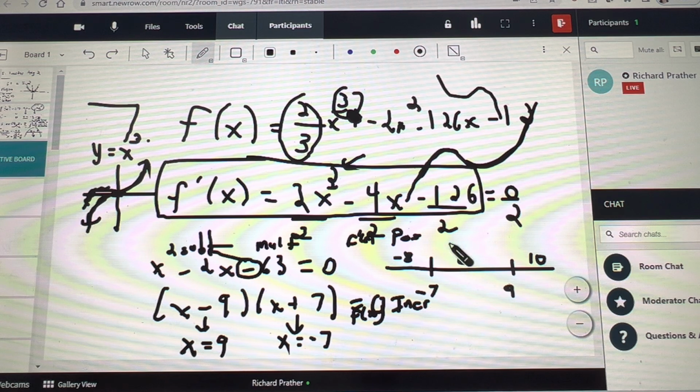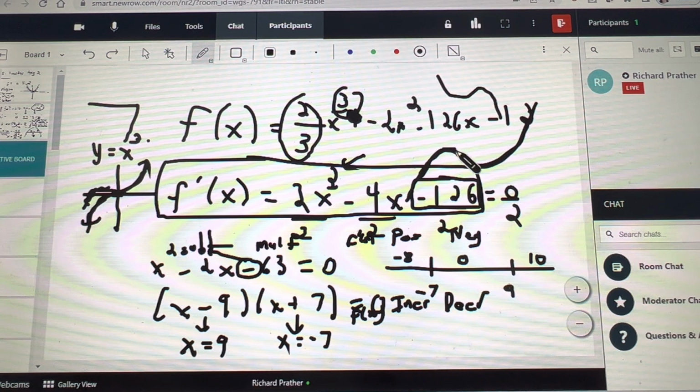I don't have to waste time finding f prime of 0 because putting zeros in for these x's will make them disappear. F prime of 0 is right there, negative 126. That's why I like to plug in 0 and you don't even have to calculate it. That's definitely negative, then you are decreasing. That's this little portion of the graph right there.